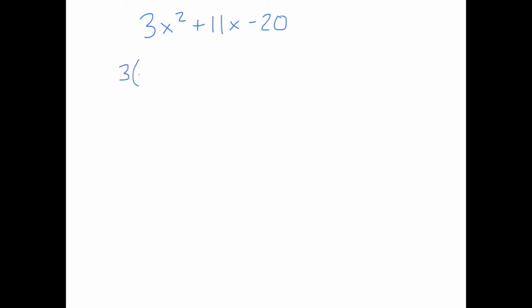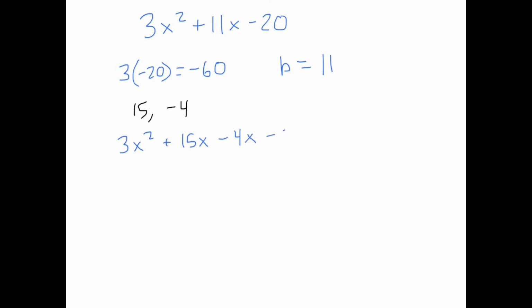So 3 times negative 20 gives us negative 60. And now we want to know which two factors of negative 60, when added together, give us our b value of positive 11. Well, negative 60 has a bunch of factors, again, just like 30 in the previous problem. But 15 and negative 4 are the factors that when added together will give us positive 11. So we now have the polynomial 3x squared plus 15x minus 4x minus 20.